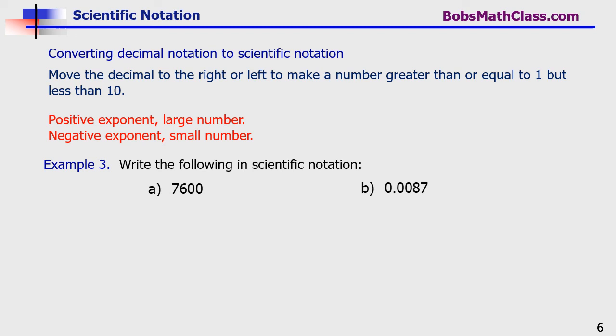$7,600, large number, right? So make your number, it's going to be 7.6. And then how many places are you going to move it? 3 places. And it's a large number, so it'll be a positive 3. 7.6 times 10 to the third. How about the next one? 8.7. How many places? Looks like 3, right? 1, 2, 3. Yep, 8.7. Small number, negative exponent.